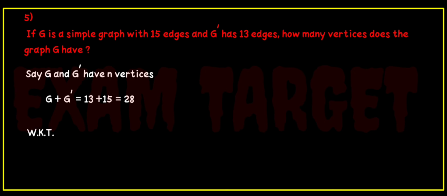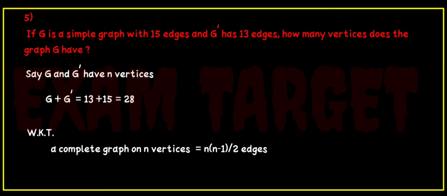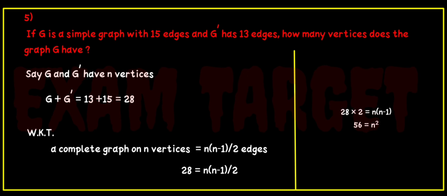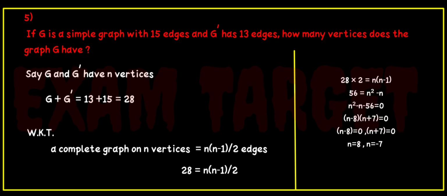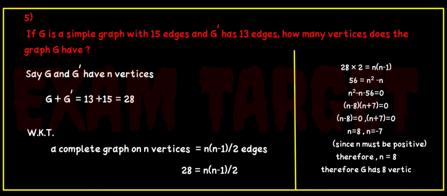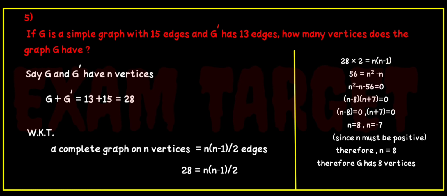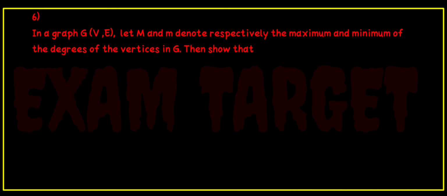We know that a complete graph on n vertices has n(n-1)/2 edges. Therefore, 28 equals n(n-1)/2. Calculate the value of n. We get number of vertices as 8. Let us discuss question number 6.